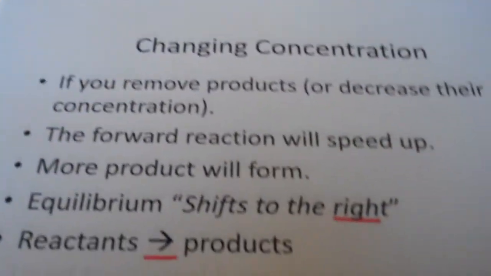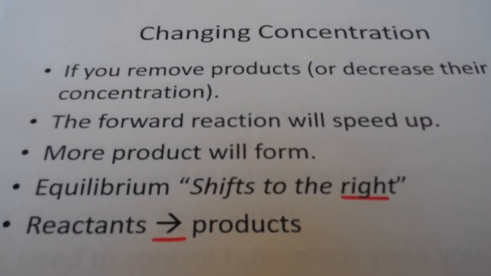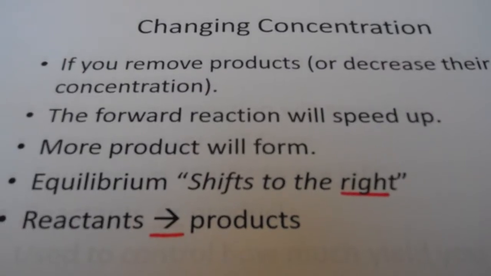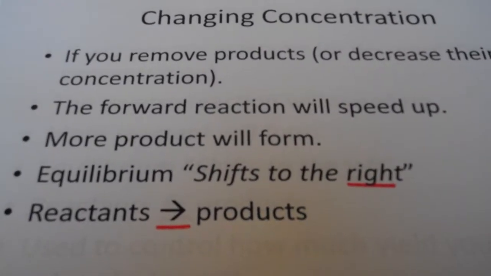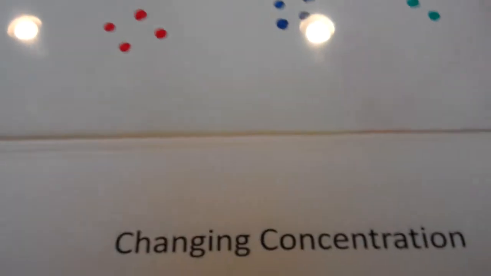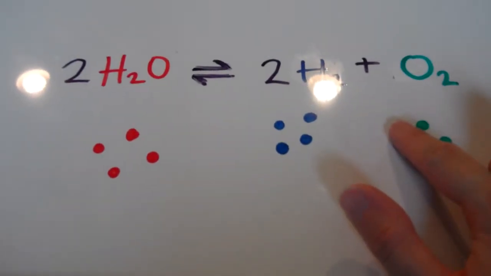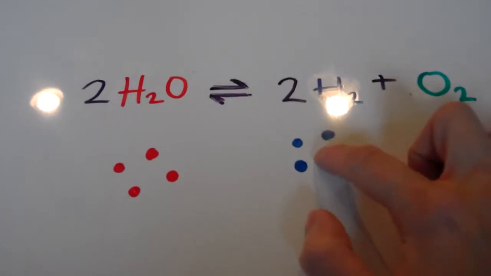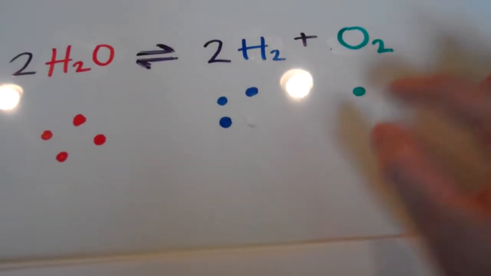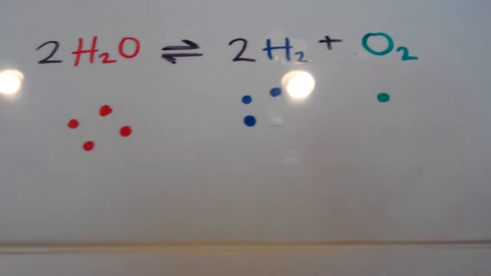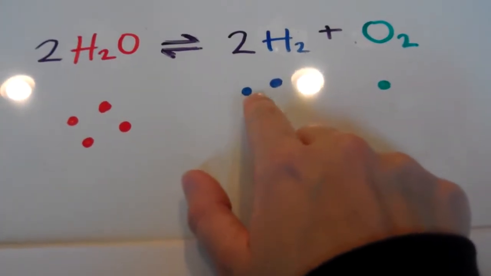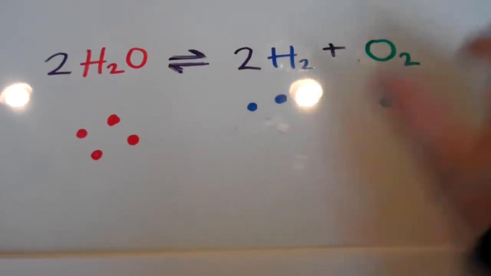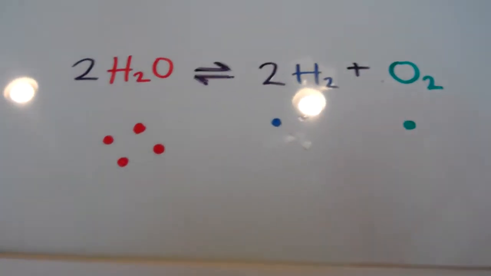If you remove the products or decrease the concentration, the forward reaction will speed up. More products will form and it will shift to the right, and the reactants will move to the products. That's as if we remove some of the hydrogens and some of the oxygens disappear. If those disappear, then we will make more of them until we're at an equilibrium position. So more like this, and then we'll balance out a little bit more.